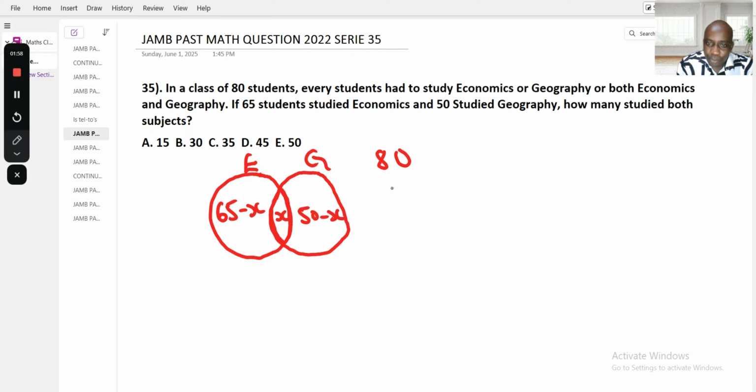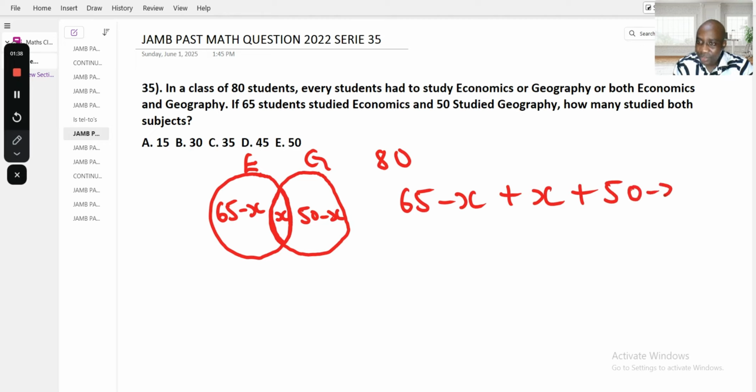The number of people that study economics only, 65 minus X, isn't it? Plus the people that study both economics and geography, X. And the number of people that study only geography, plus 50 minus X, equals what? The total of students. If you add everything together, it's going to give you the total of the students, isn't it?